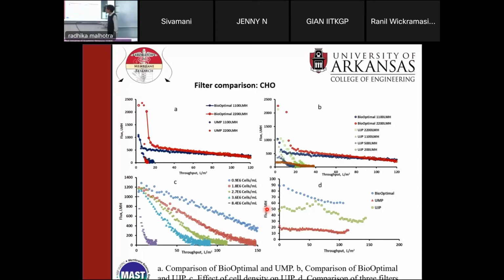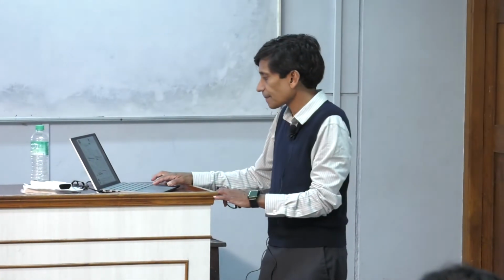That's the point here. And then this is another one showing flux versus throughput for different cell concentrations. You can see as the cell concentration goes up, of course, the flux goes down. And then again, biooptimal versus some of these that collapse immediately. Those are going to be more traditional membranes where the barrier layer faces the feed stream.